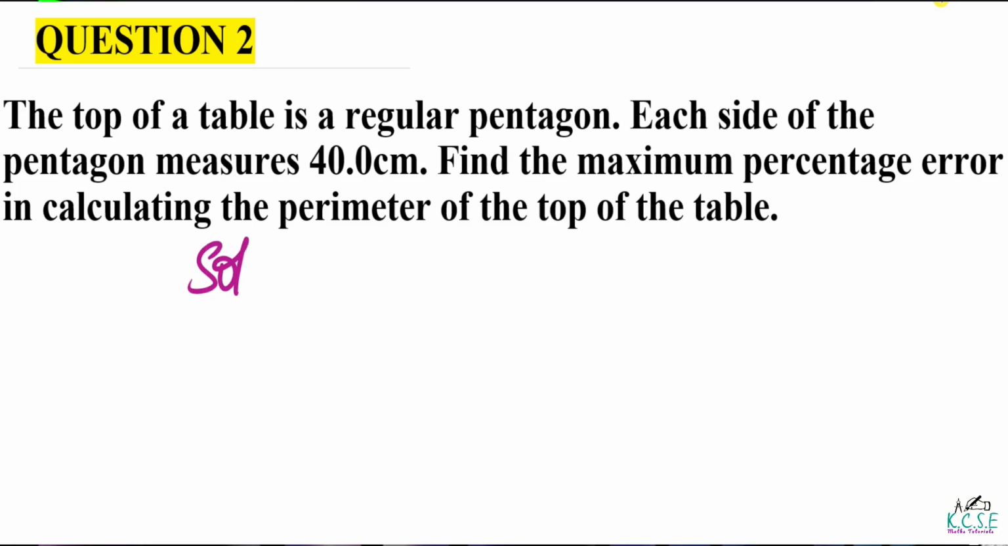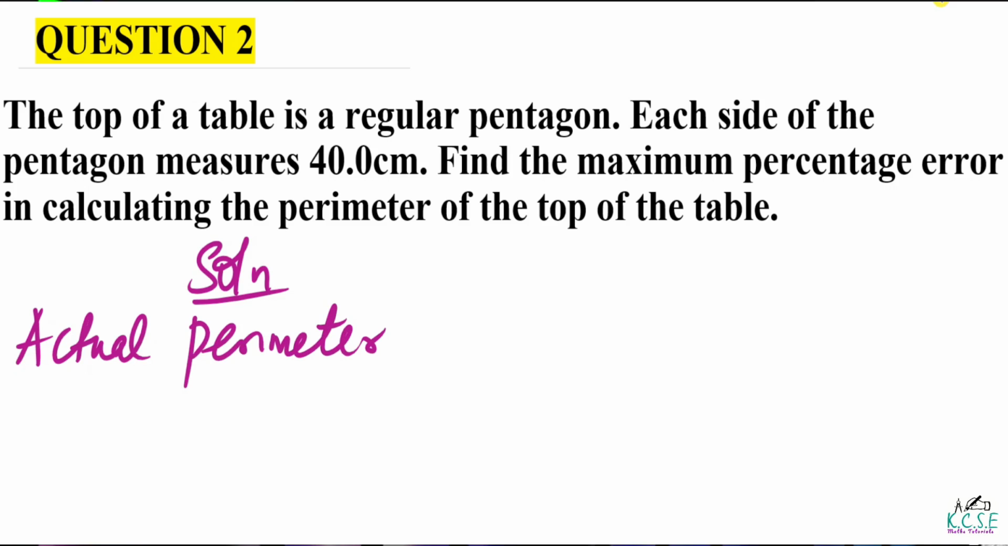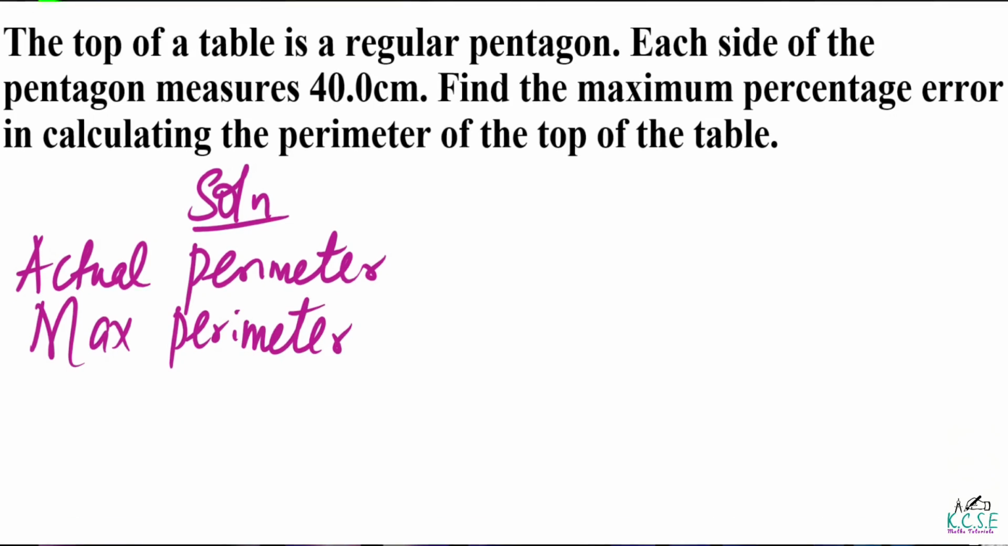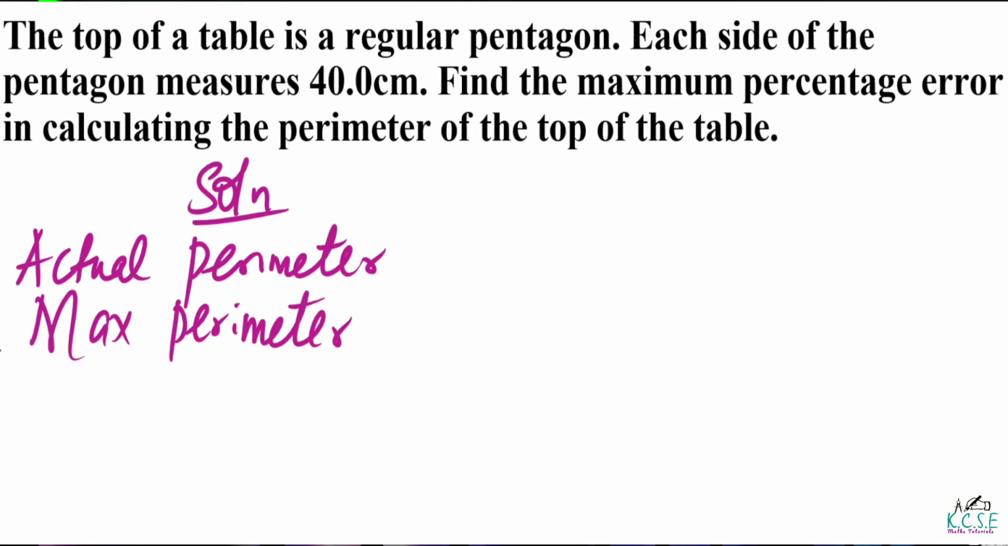So in solving this question, there are 4 things that we require to get. Number 1, we need to get the actual perimeter. We also need to get the maximum perimeter. And lastly, we need to get the minimum. So let's start with these.